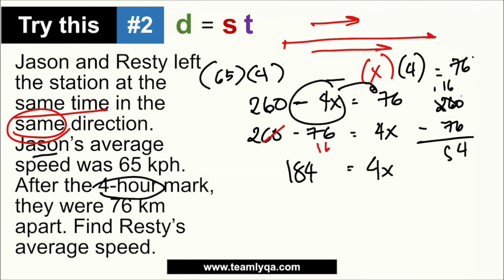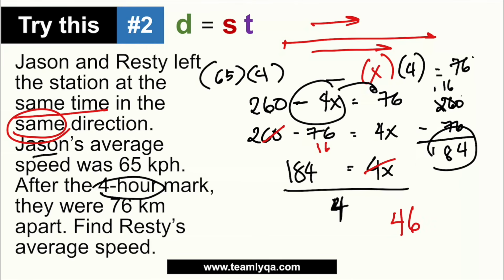Yan. So, now you have 8 and here 1. So, again, pareho lang naman siya. I just like doing that para mas handy yung mental math. Divide natin sa 4 para makancel yung 4 na ito. Maiwan yung x. 184 divided by 4. Di-divide lang natin siya. Ang magiging sagot dyan would be 46. Okay? So, 46 kilometers per hour ang speed ni Resty.